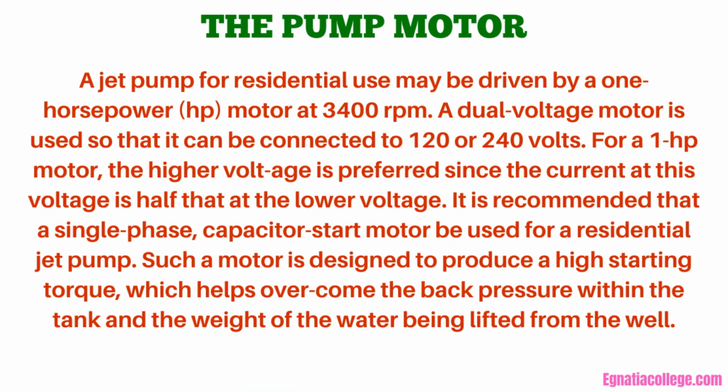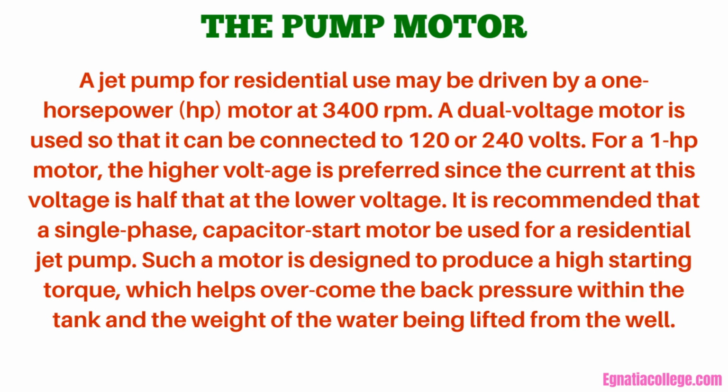The pump motor. A jet pump for residential use may be driven by a 1 horsepower (HP) motor at 3,400 RPM. A dual voltage motor is used so that it can be connected to 120 or 240 volts. For a 1 horsepower motor, a higher voltage is preferred since the current at this voltage is half that at the lower voltage. It is recommended that a single-phase, capacitor start motor be used for a residential jet pump.